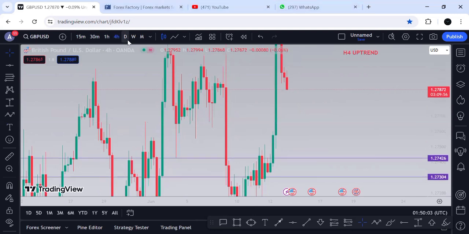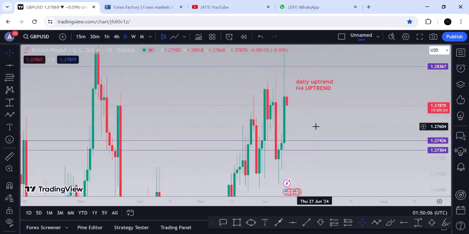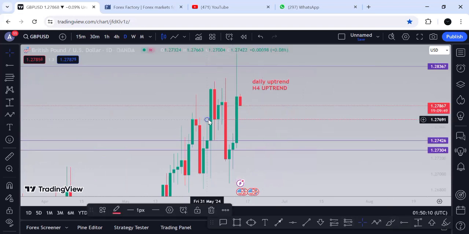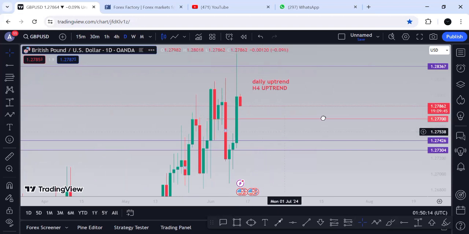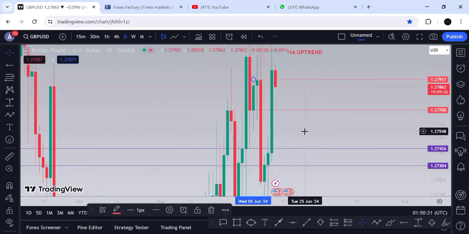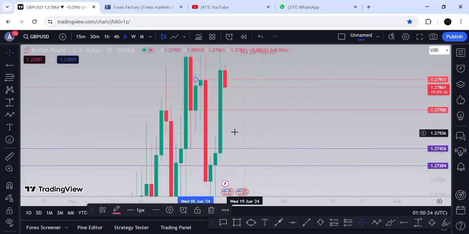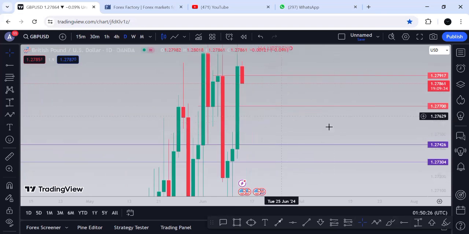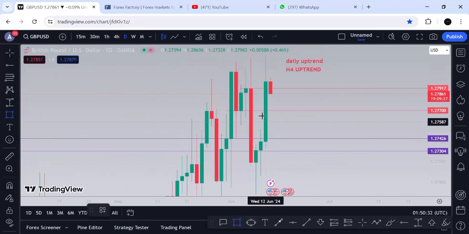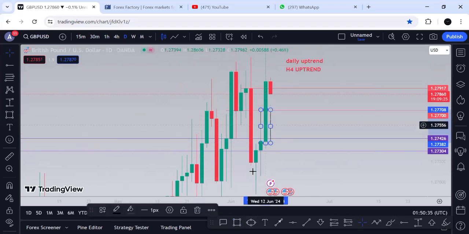On the daily time frame, we forgot to identify some key areas. We had a resistance over here, a resistance over here, and a resistance over here. When the candles are beneath the horizontal line, it's a resistance. When the candles are above the horizontal line, it's a support. This is the candle we are working on.